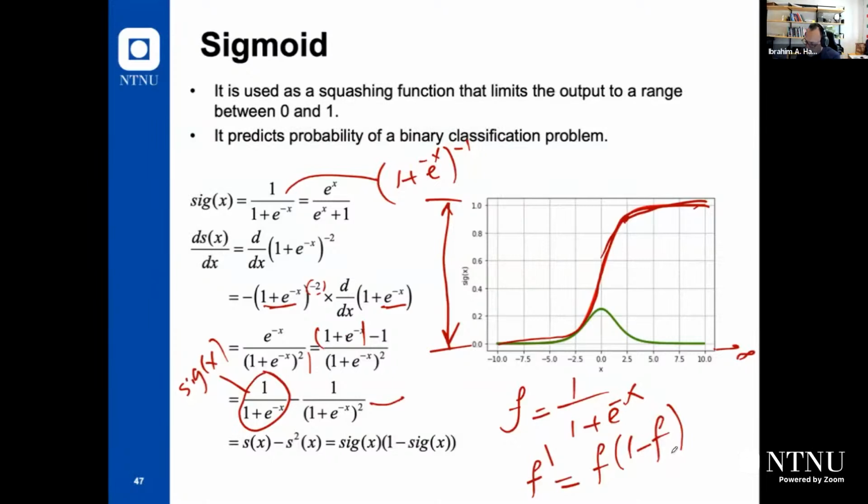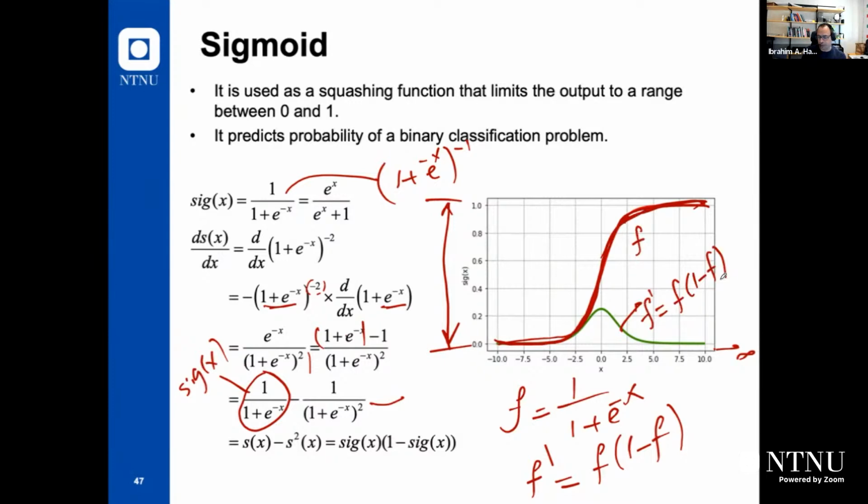And if you want to plot it, it will be this green part. The red part is the function, this is the sigmoid. And the green part is the first derivative. So this is f, this is f dash. F dash equals f multiplied by 1 minus f. So this is the sigmoid function.